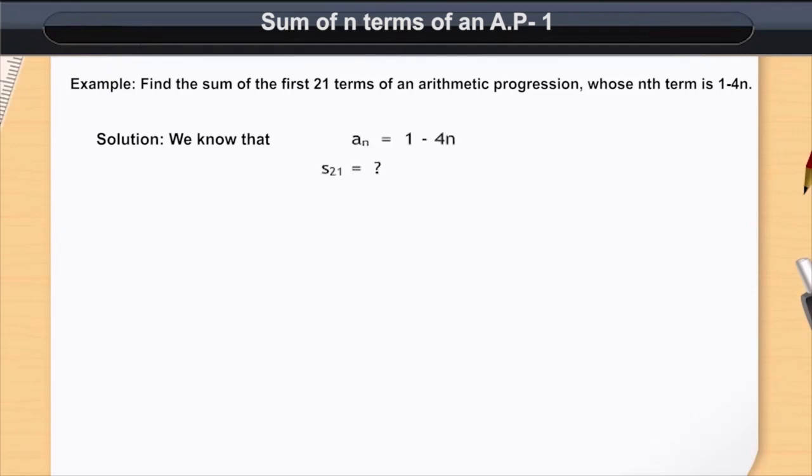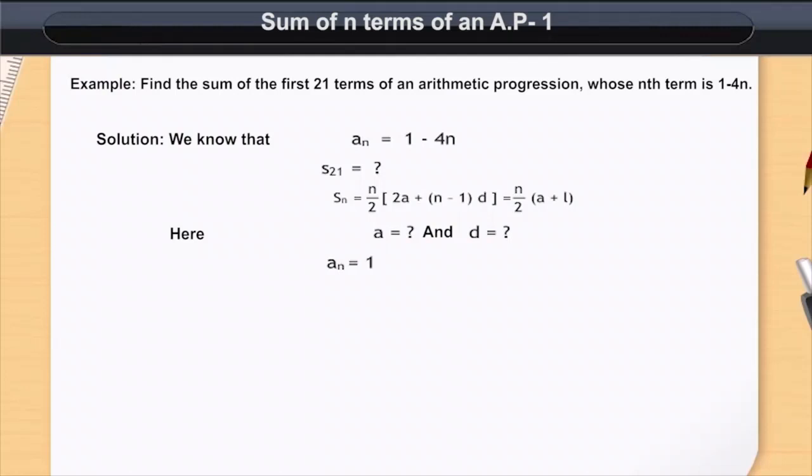S21 is equal to what? Sn is equal to n by 2 [2a plus (n minus 1)d], which is equal to n by 2 [a plus l]. Here a is equal to what and d is equal to what? an is equal to 1 minus 4n.